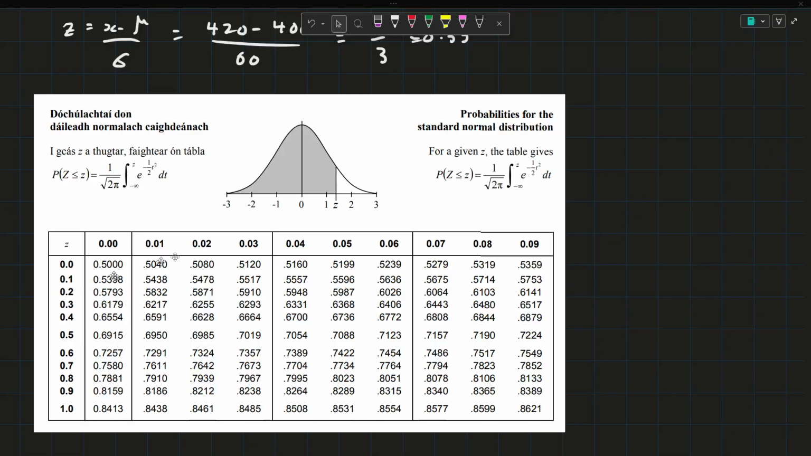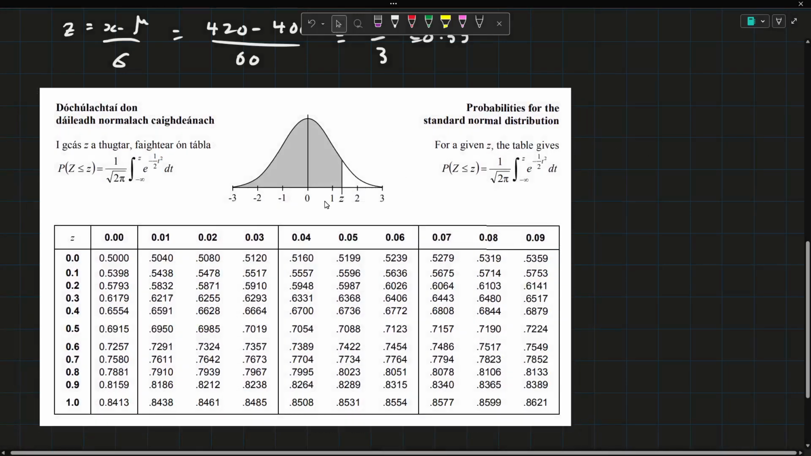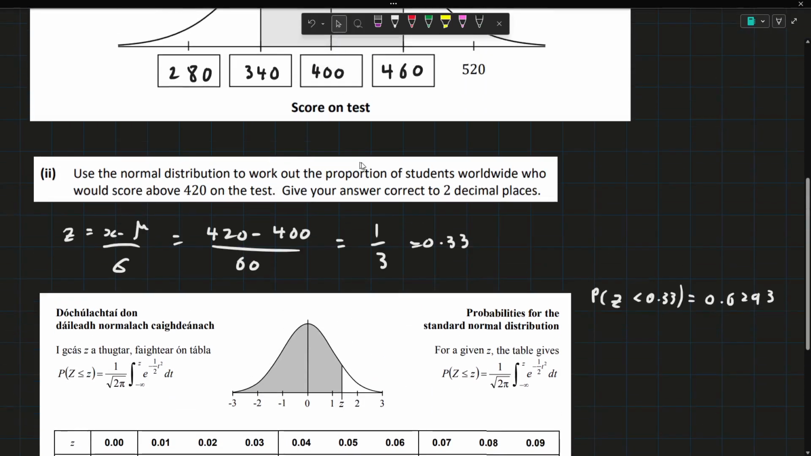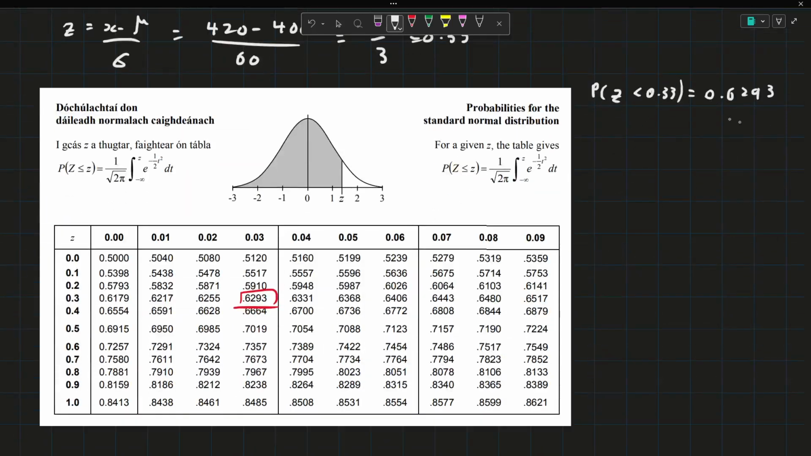So then, if we go to the formula and tables booklet, you can see our value z here. So if we go to 0.33, we see the value 0.6293. So the probability that our score, which we'll just call z, is less than 0.33, so 0.33 standard deviations, given by this diagram, will be 0.6293. I'll put a little circle around it here. That's how many will be to the left of it, but we want to see the proportion that'll be above 420. So this is how many will be below it.